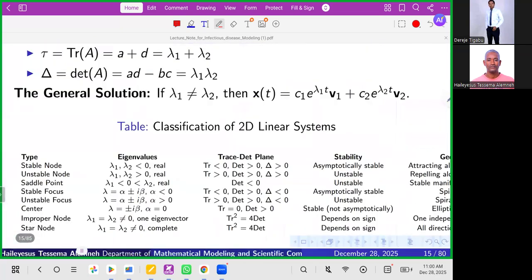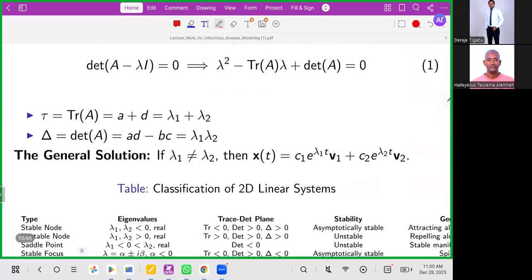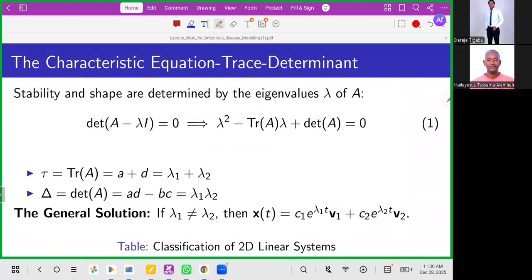So this is how to see it. The other one is using the characteristic equation. We can take the trace and determinant to say whether the equilibrium point is stable or unstable. We can take the trace and determinant concept.